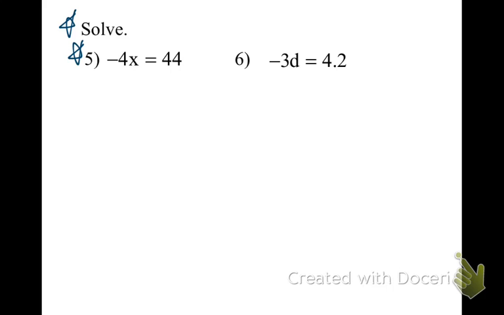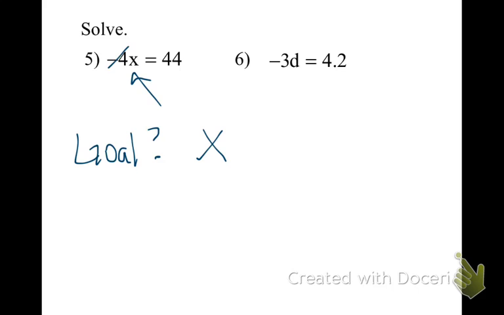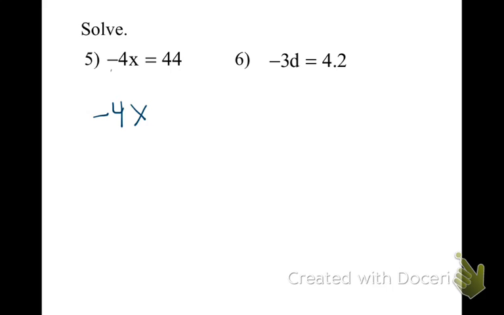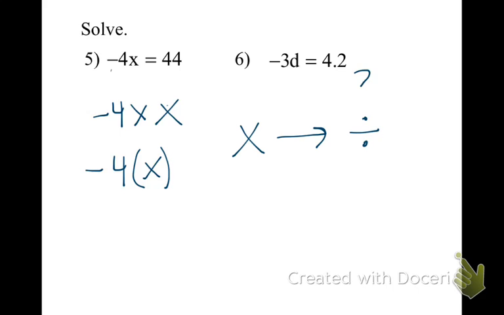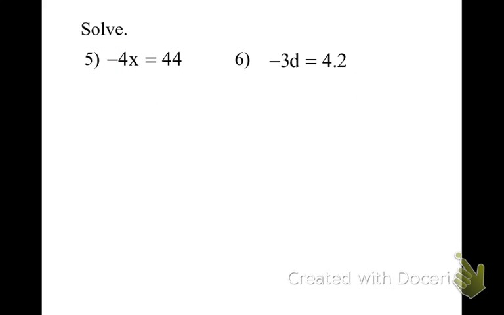So taking a look at number 5, remember, what is our goal? Our goal is to get our x all by itself. But right now, I have that pesky -4. Now, how can I get rid of it? Well, right now, this is -4 times x. And what's the opposite of multiplication? It is division. So what do I need to divide by? Well, I have to divide by whatever value is right here. So, I need to divide by -4 on one side, divide by -4 on the other.